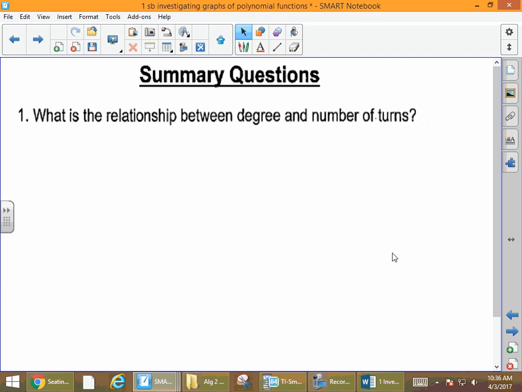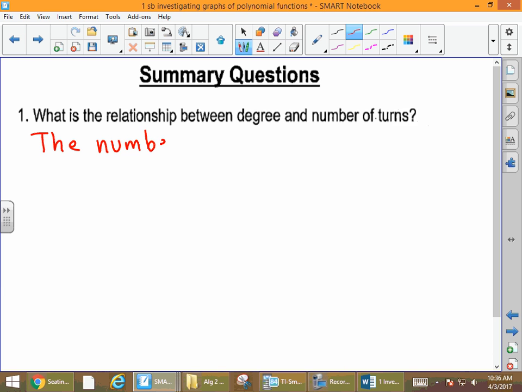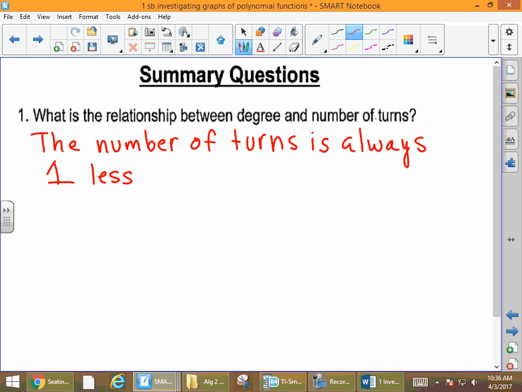And the first question says, what is the relationship between the degree and the number of terms? Any ideas on what the relationship between those two is? Oscar? I couldn't have said it better myself. The number of terms is always one less than the degree.